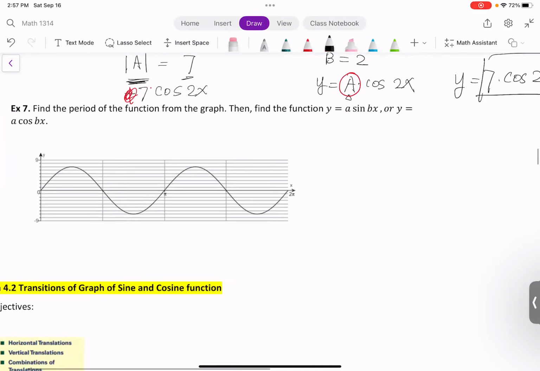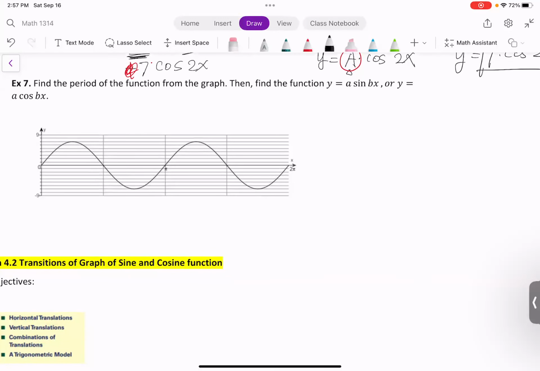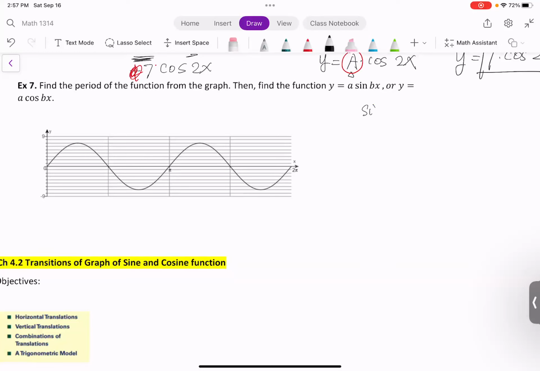All right, let's see number 7. Find the period of the function from the graph, then find the function y equals a times sine bx, or y equals a times cosine bx. From the graph, I can immediately identify it is a sine function, because a sine function has a shape like this. Can you find the a and the b? Because the sine could not be just sine x. It could be a times sine bx. What is the a? What is the b?